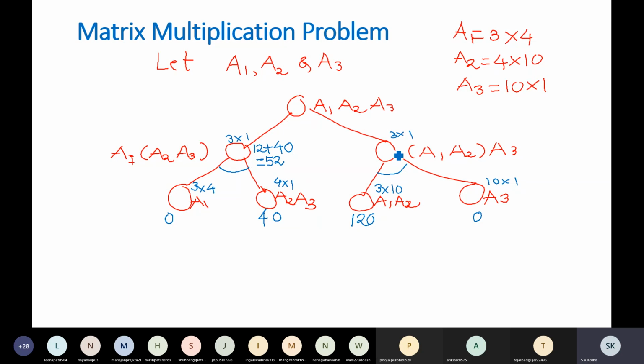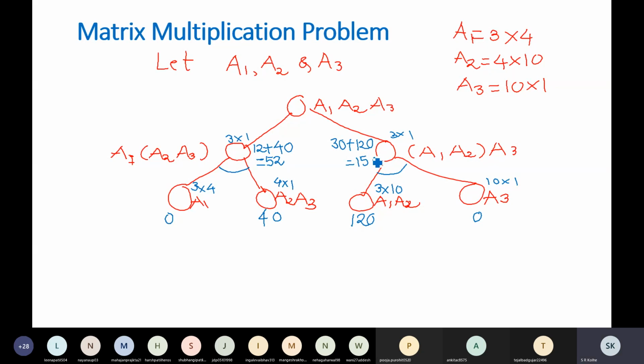Cost associated with this will be this cost plus the cost of multiplication of this with this, A1, A2 with A3. So 120 plus 30. How? 3 multiplied by 10 multiplied by 1. That is 30. Correct. So this cost is 30 plus 120, because this is AND. Both costs you have to add. So that is 150.